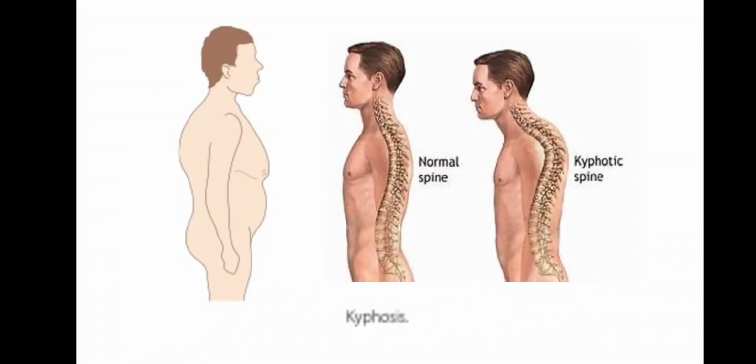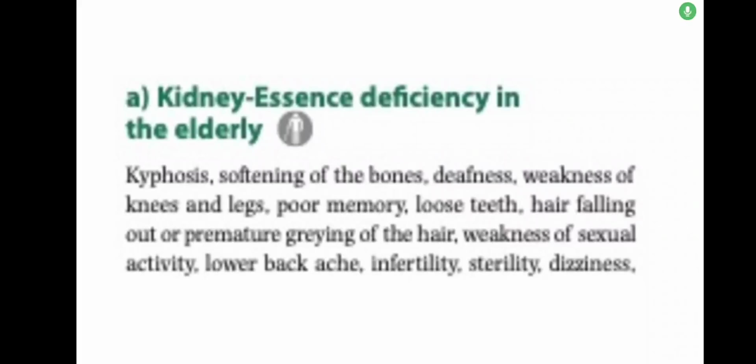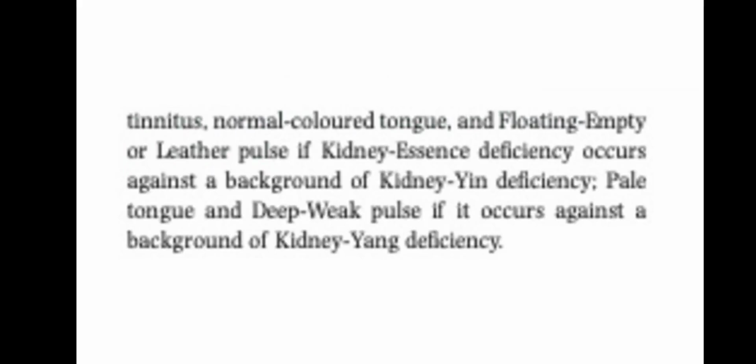Here we can see a picture of what a person with kyphosis might look like. For kyphosis due to kidney essence deficiency in the elderly, there will be softening of the bones, deafness, weakness of knees and legs, poor memory, loose teeth, hair falling out or premature graying of the hair, weakness of sexual activity, lower backache, infertility, sterility, dizziness, tinnitus, normal colored tongue, and a pulse that is floating, empty or leather if kidney essence deficiency occurs against a background of kidney yin deficiency. A pale tongue and deep, weak pulse if it occurs against a background of kidney yang deficiency.